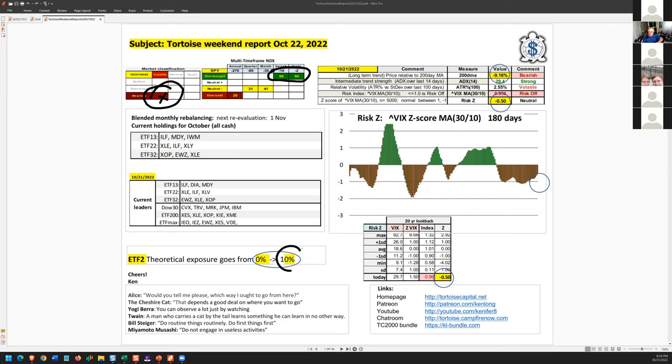We're still at 10% exposed in ETF2. We're still holding the key members of the community of practice here. The risk Z is back to 0.5. This is actually starting to resolve to the upside. So that actually makes the argument for that swing trade back to 400.